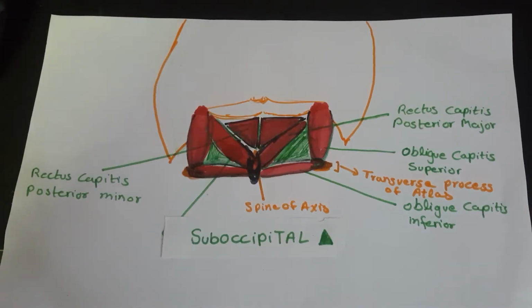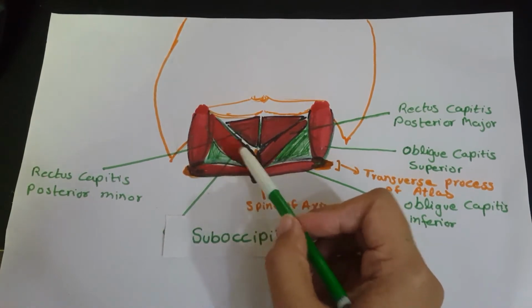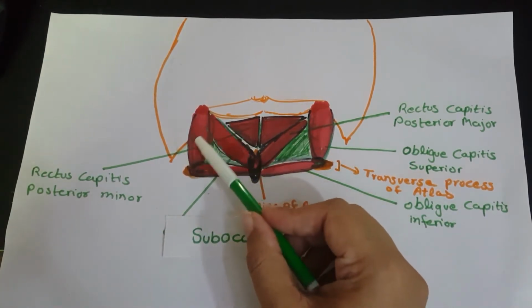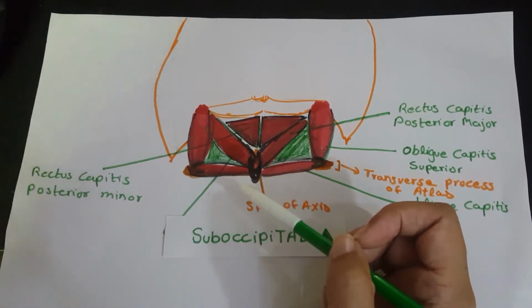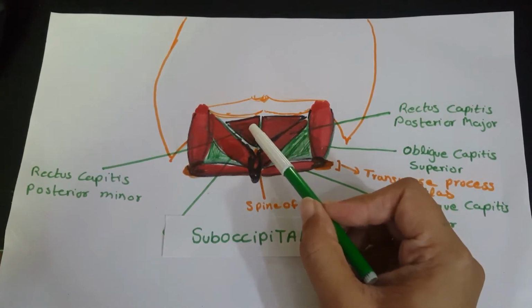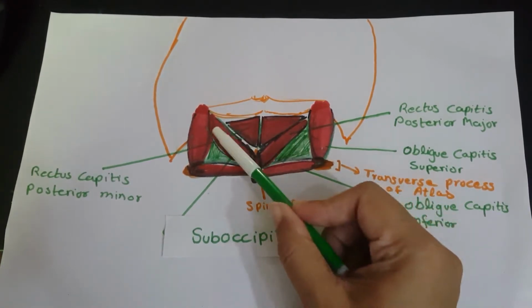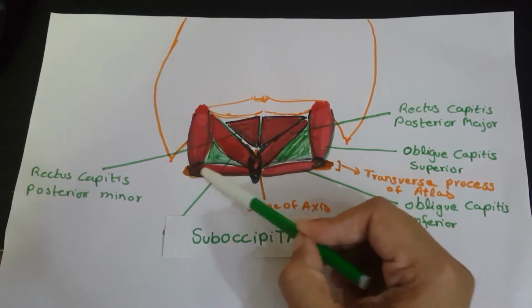Before coming to our main topic, which is about the suboccipital triangle, you should know the muscles that form the boundaries of the suboccipital triangle. These muscles are called suboccipital muscles. Suboccipital muscles consist of rectus capitis posterior minor, rectus capitis posterior major, oblique capitis superior, and oblique capitis inferior.